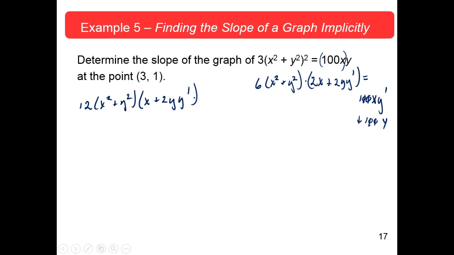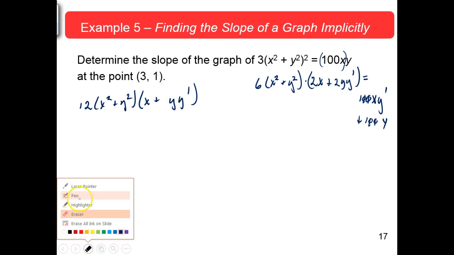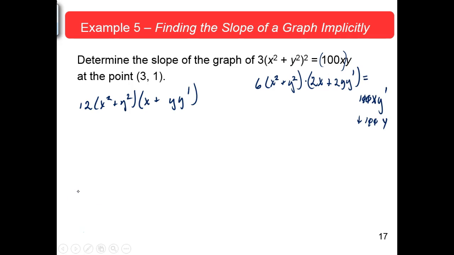Have I written the left-hand side correctly? Why does the 2 stay in front of the y but not the x? Oh, no, you're right. And the right-hand side? Let's pull out the 100, that's common to both. And what do you have left? x y prime plus y.